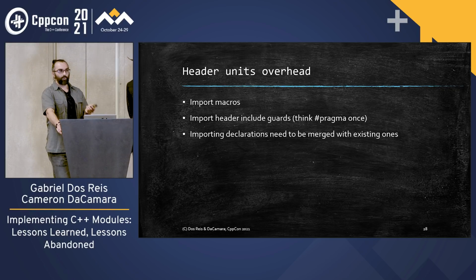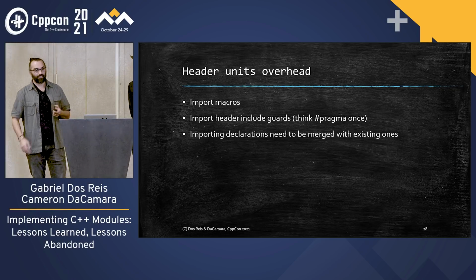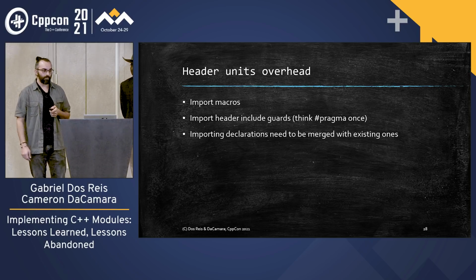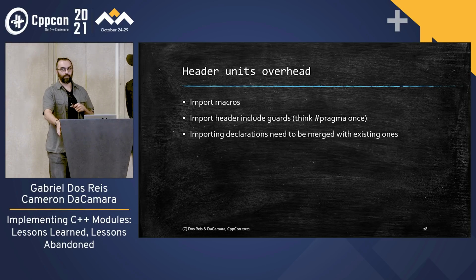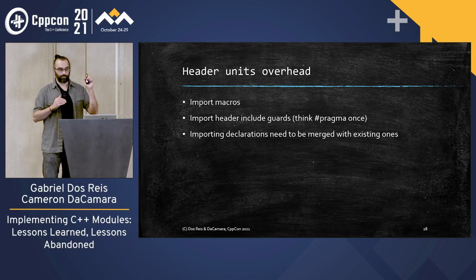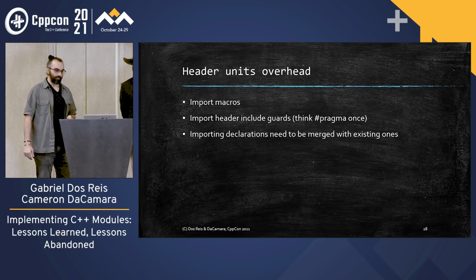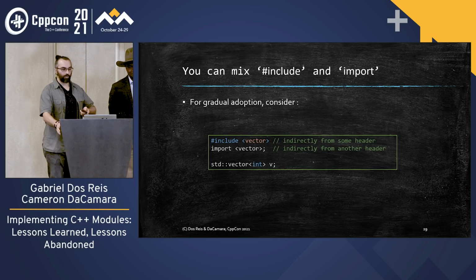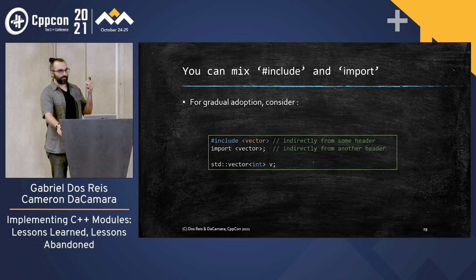And finally, importing declarations from a header unit does something that modules don't have to do. And this is merging declarations with any existing declaration that's already in the translation unit, because stuff like this has to work. So if I have some header that said hash include vector, so this is the copy and paste textual inclusion of a header, and then later on another header said I want to import vector, and finally in my translation unit I say, hey, I want to instantiate std vector, there are some things that need to happen in the front end to make that work.